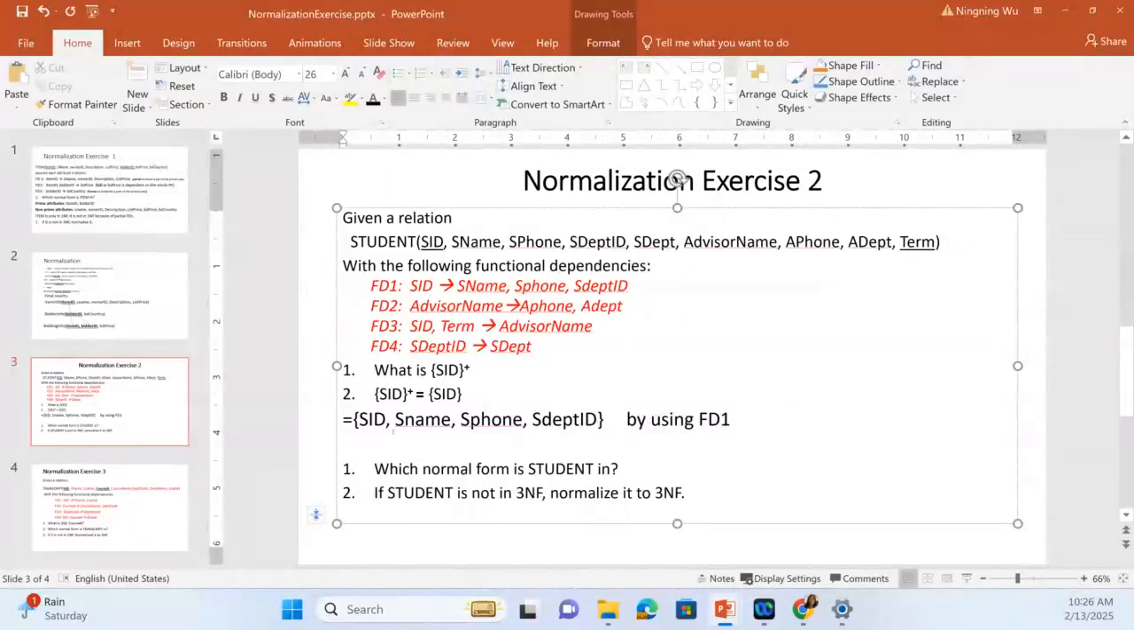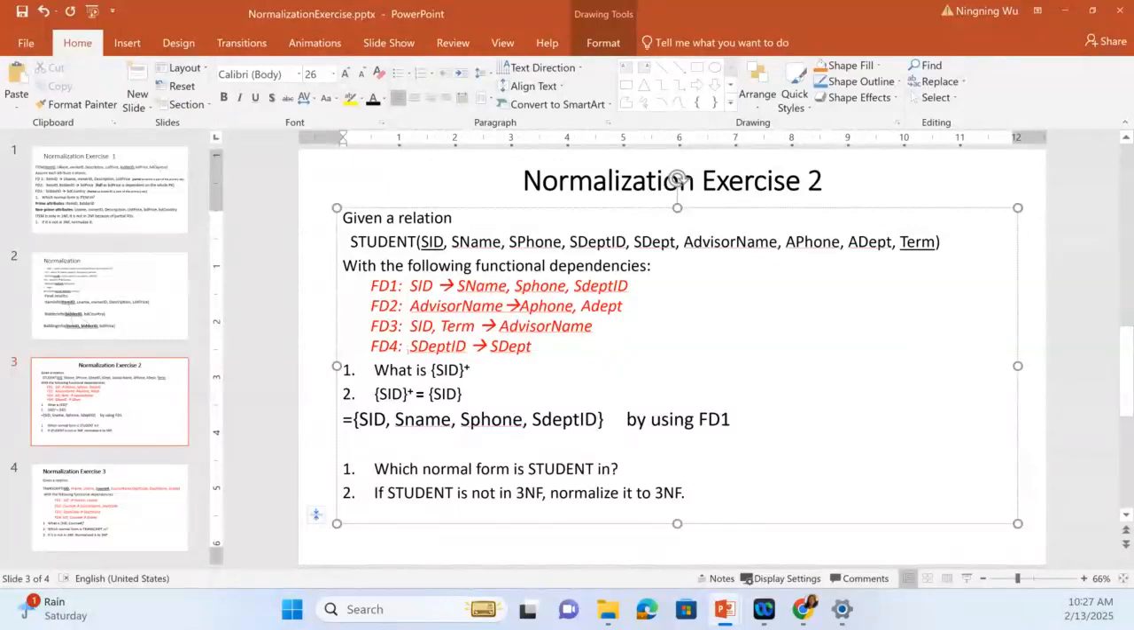Okay, now we see if there's any functional dependency whose determinant is included in this set. FD1, we used already, so we do not need that one anymore. FD2 requires the advisor name, and we don't have advisor name here. So we move on to FD3. FD3 has SID and term. We do have SID but not term, so FD3 will not be able to apply, no longer be used.